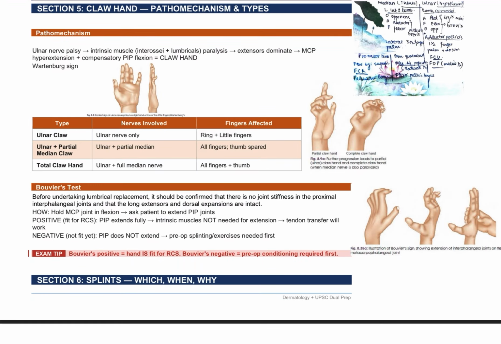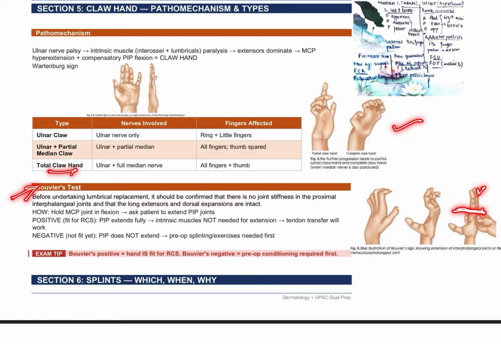Now, clawing of hand. This was the motor paralysis leading to deformity of the hand. In ulnar nerve palsy, the intrinsic muscles will be lost, so the deformity will be known as intrinsic minus. This is the Wartenberg sign, and then this is the partial clawing. This is the full clawing, which means that all the fingers as well as the thumb are involved. Total claw hand.